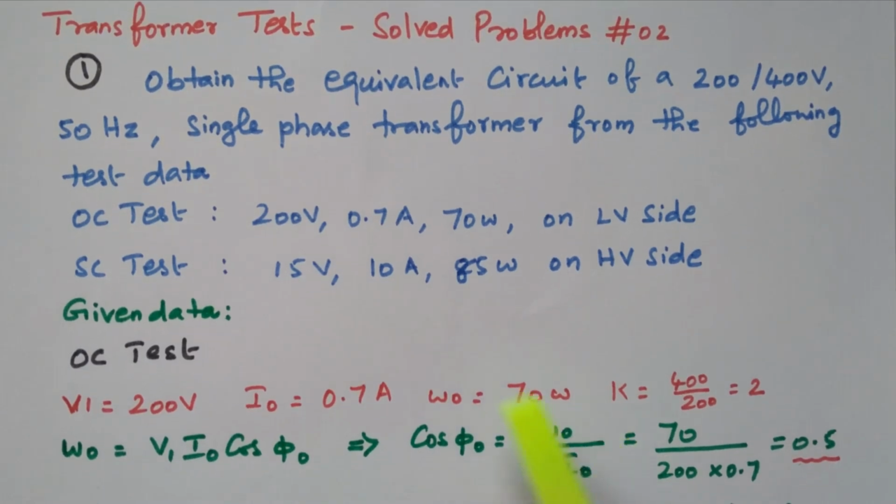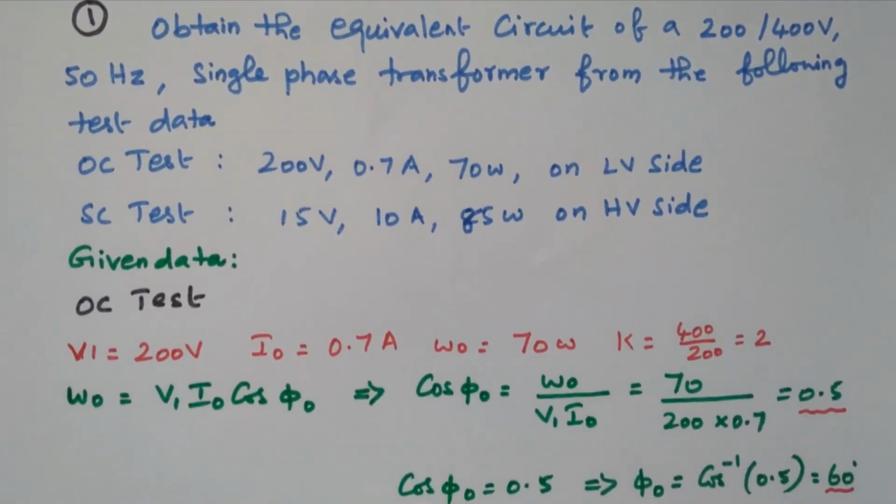So the OC test and SC test data are available. Other data are V1 equal to 200 volt, primary voltage, I0 is 0.7 ampere. First we will see the OC test. The voltage applied to the winding is 200 volt because the OC test is performed on the low voltage side, and no load current is 0.7 ampere, no load power input to the transformer is 70 watts. From that we can find the transformation ratio V2 by V1, 400 by 200, equal to 2. The transformation ratio is 2.